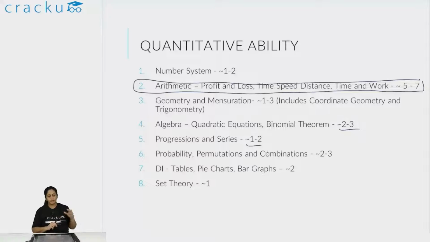In probability, permutations and combinations come. A lot more probability and permutations questions come than in CAT. They require some basic amount of counting, like how many ways can this be done, what is the probability of picking a card. All of those questions come fairly often, so you should be good in probability.